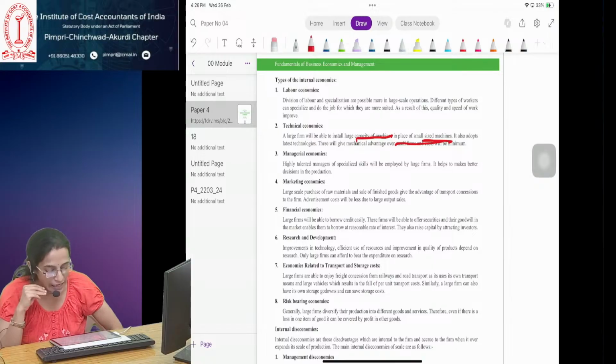Marketing economies. Large scale purchase of raw material and sale of finished goods give the advantage of transport concessions to the firm. Advertisement costs will be less due to large output sales.